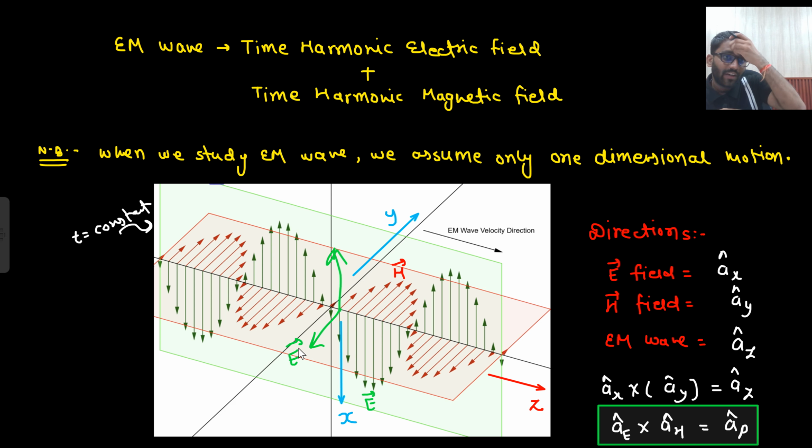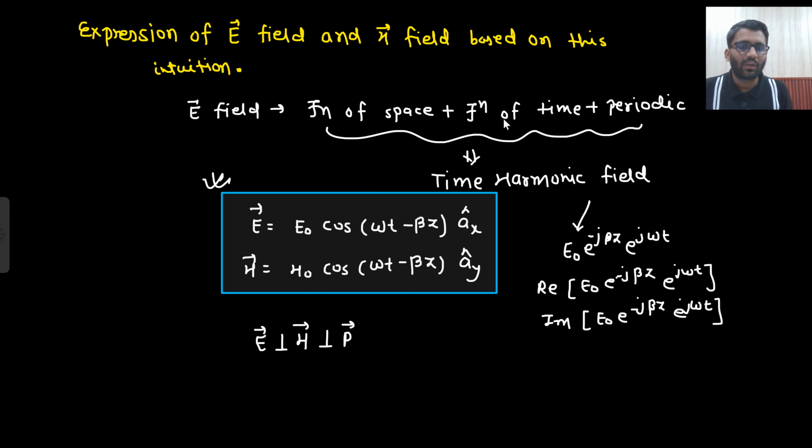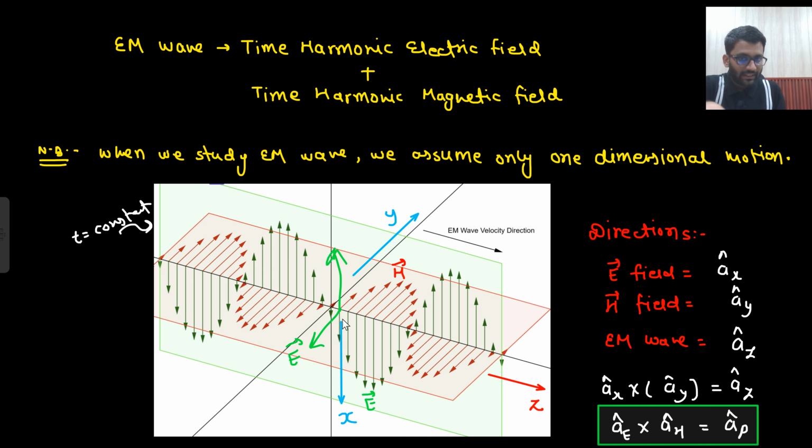When we study EM waves, we study only one dimensional motion. Here what did we assume? That E is dancing around X only. That's why we got our expression in Ax cap. But in actual, if it is dancing in X, it will be dancing in Y as well. But in 99% of the chances, you will get only one dimensional motion.